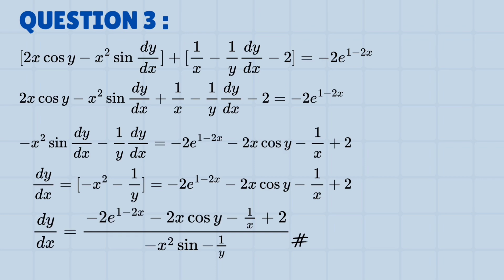Step 5, dy/dx equal to negative x squared sin y minus 1 over y, and we got negative 2 e to the power of 1 minus 2x minus 2x cos y minus 1 over x plus 2. So the final answer, we got dy/dx equal to negative 2 e to the power of 1 minus 2x minus 2x cos y minus 1 over x plus 2, over negative x squared sin y minus 1 over y.